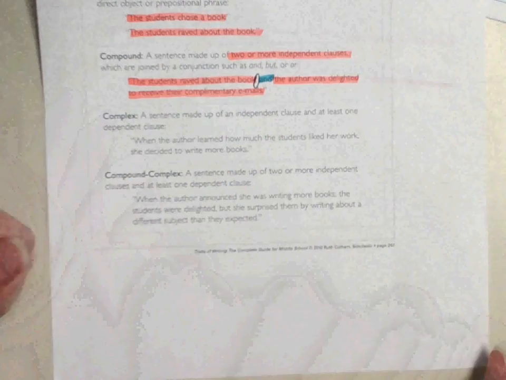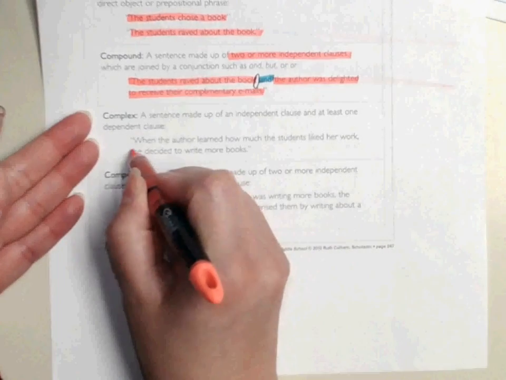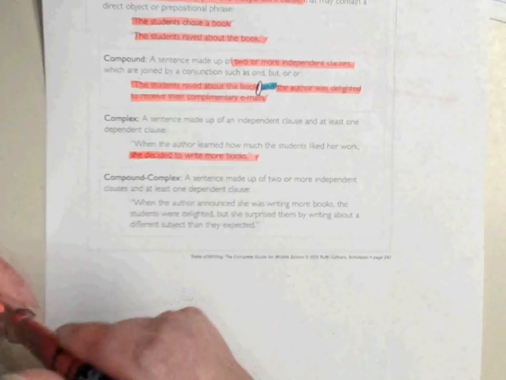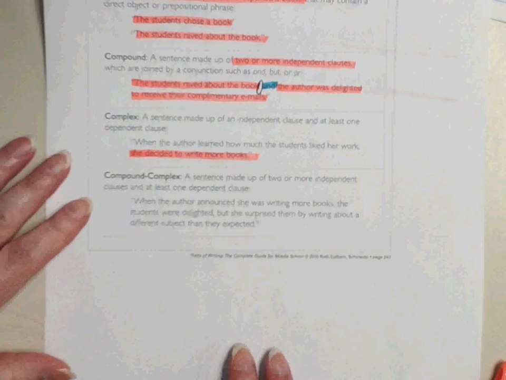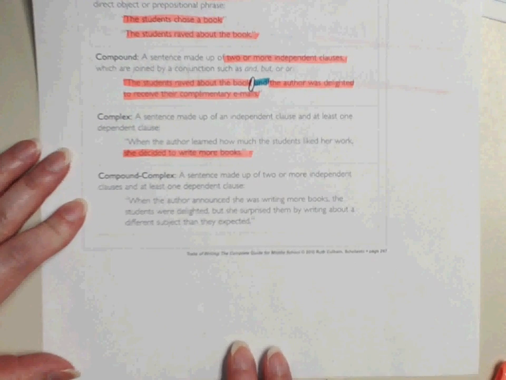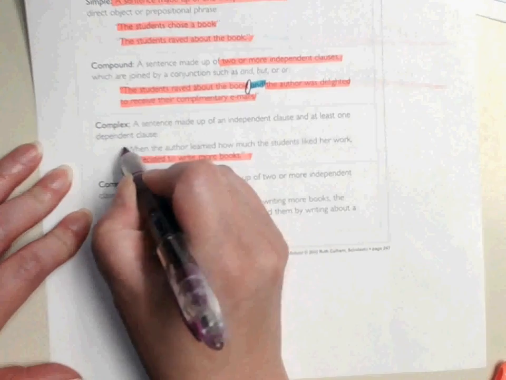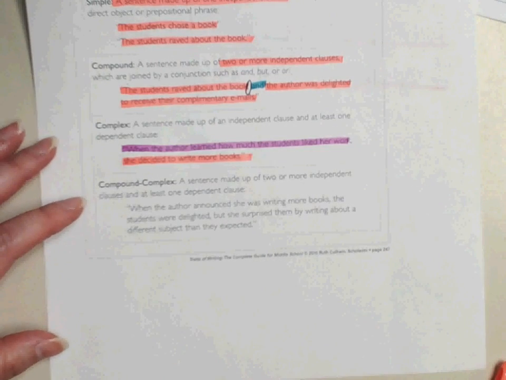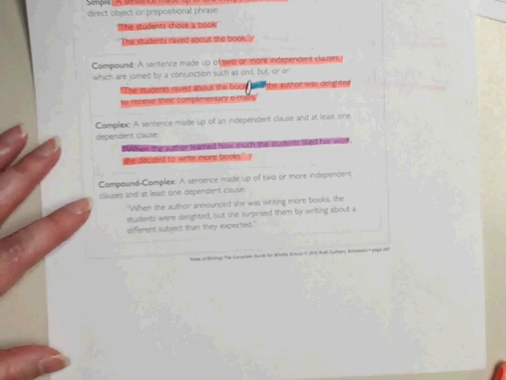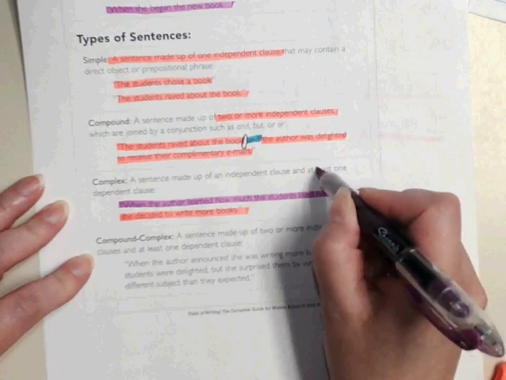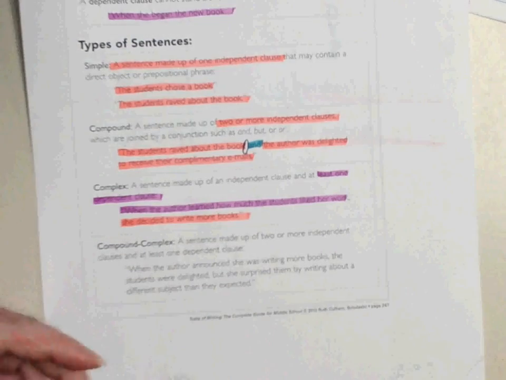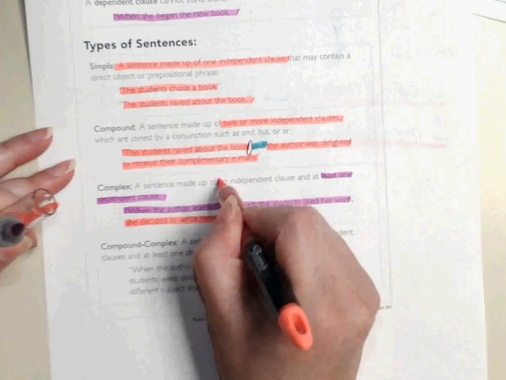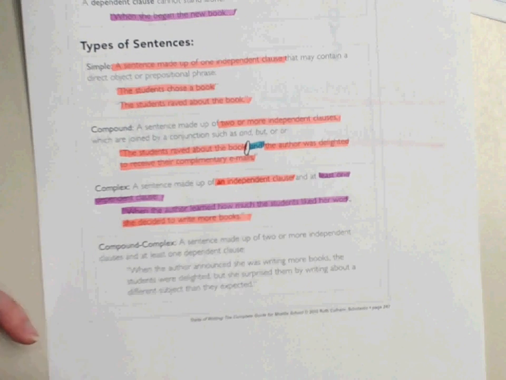So she decided to write more books. Can that stand by itself? Yeah, that can. So I'm actually going to highlight that one, my independent color. If I walked in and I said, when the author learned how much the students liked her work, independent or dependent? Dependent. So that's going to be my dependent color. So complex is made of at least one dependent and one independent.